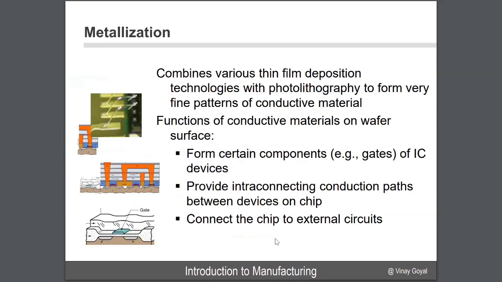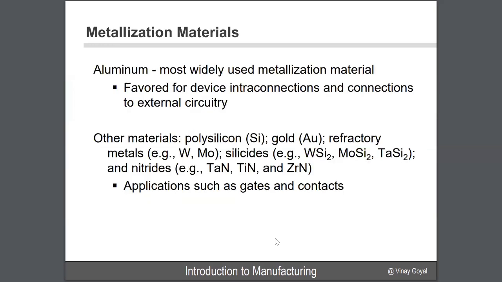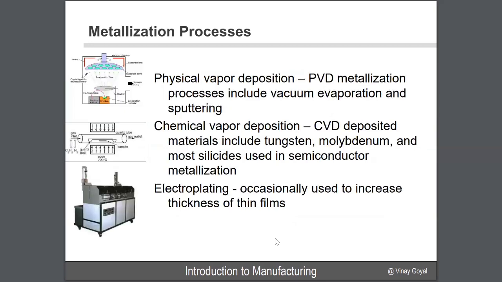in terms of the conductivity. Then we talked about the metallization process, which is to combine the various thin film deposition technologies with photolithography to form the patterns that we need in the conductive material. And so we talked about connecting these conduction pathways, and then connecting the chip to external circuits. That's really what we're after. So the metallization material we talked about last time was aluminum, and other materials have been used in the past. And the 3 processes for metallization were physical vapor deposition, chemical vapor deposition, and electroplating. All those were covered last time.